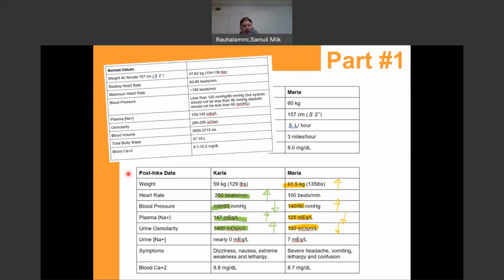For the values that are a little off from the normal, you can look at the post-hike data, compare it to the normal values. We're seeing things such as, on the Carla, the heart rate being elevated, blood pressure being on the lower side, plasma levels, urine osmolarity being elevated. For the Maria, we will see that their post-hike data shows weight that's a little higher than what we would expect it to be, blood pressure on the higher side, plasma and urine osmolarity being on the lower side. So things like that is what I'm looking for.